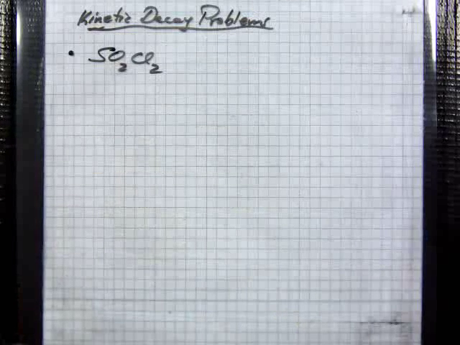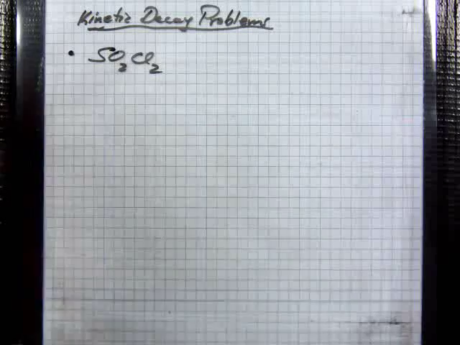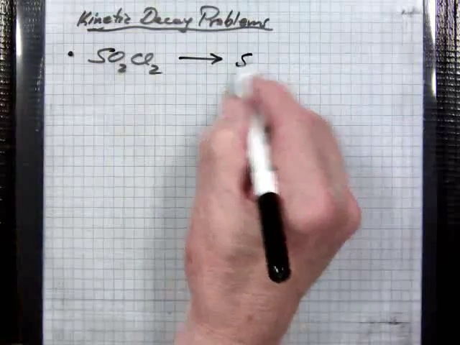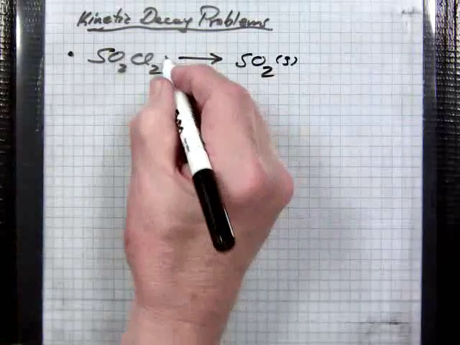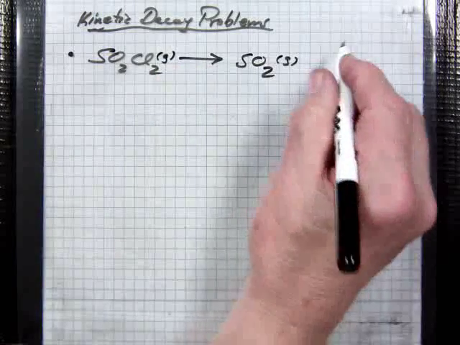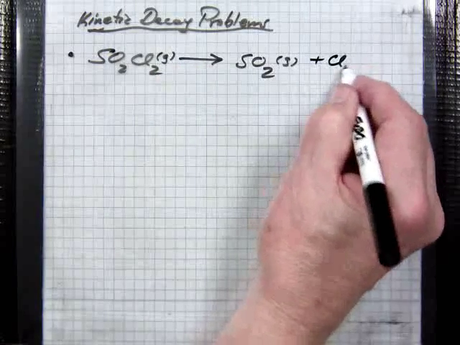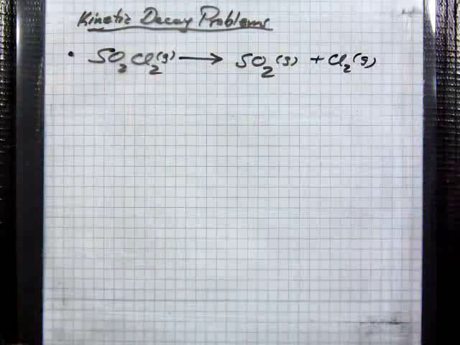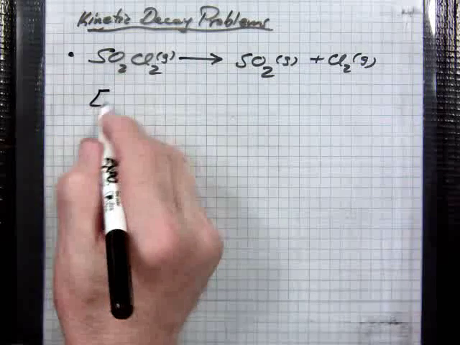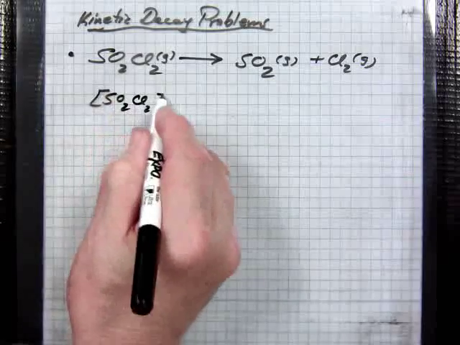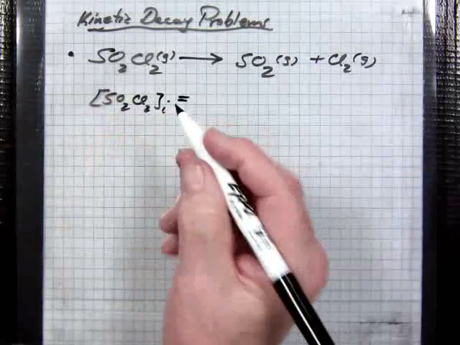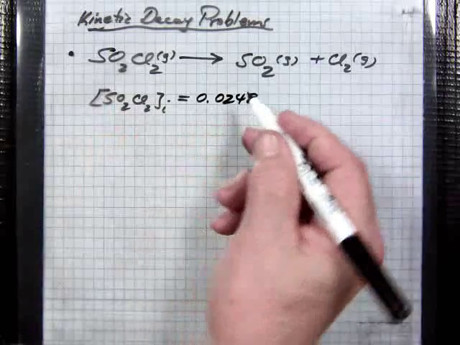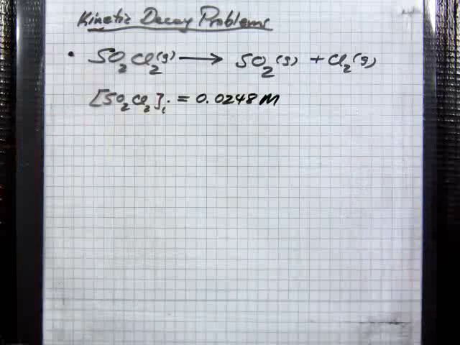Okay, SO2Cl2 as a gas goes to sulfur dioxide as a gas and chlorine gas. Okay. In an experiment, the initial concentration of sulfuryl chloride, SO2Cl2 initial, is given to be 0.0248. I'll just put molar, mole per liter.